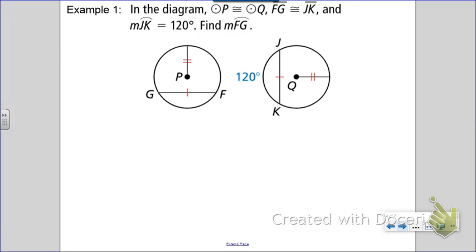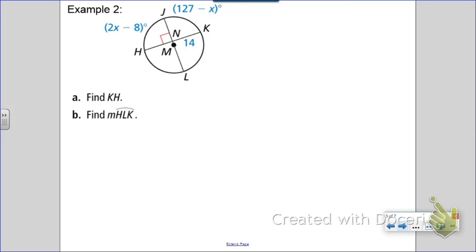Here are some examples. In the diagram, we're given circles P and Q. We're given FG is congruent to JK, and the measure of arc JK is 120 degrees, so the other arc would be 120 degrees. In this example, we're finding the measure of the arc HLK. K to H is bisected, these are congruent, so from K to H is 28.